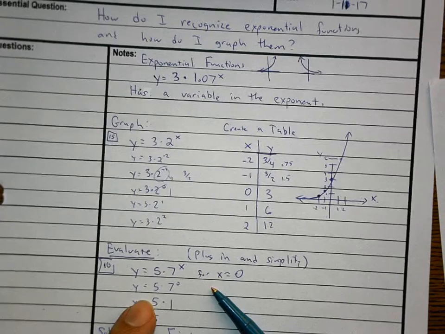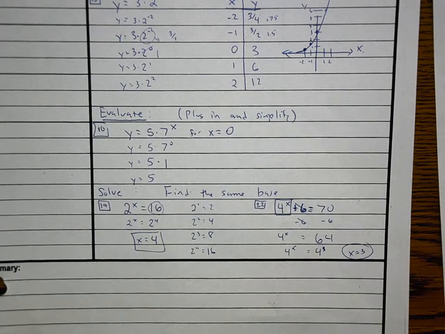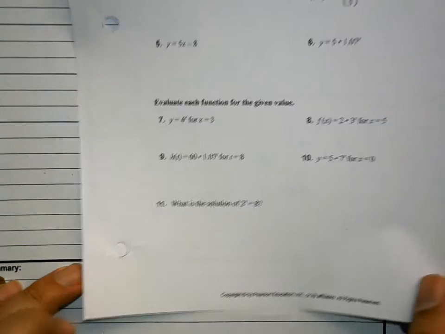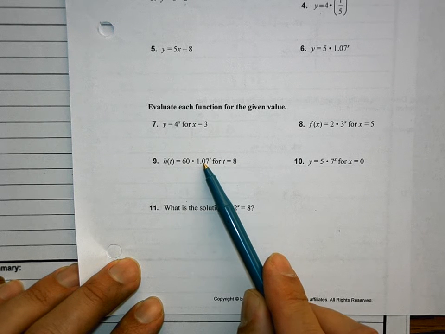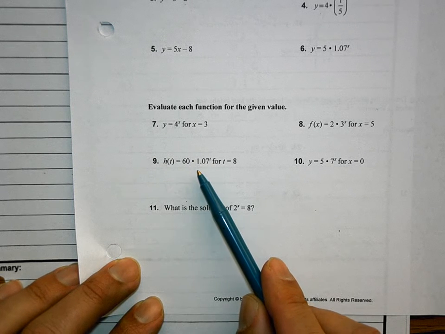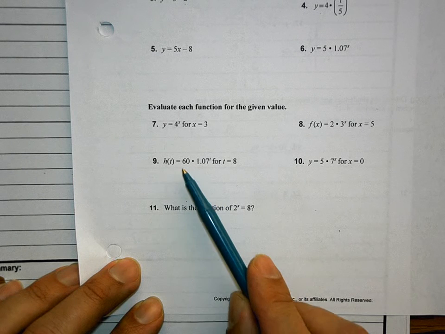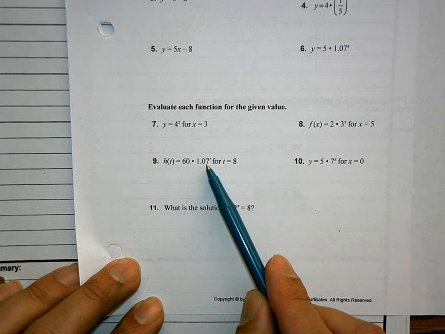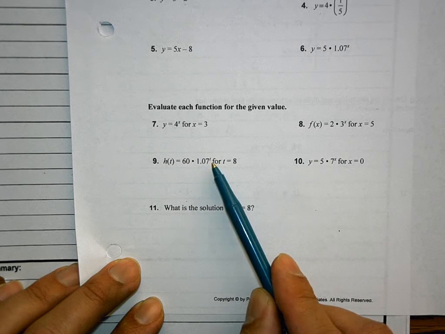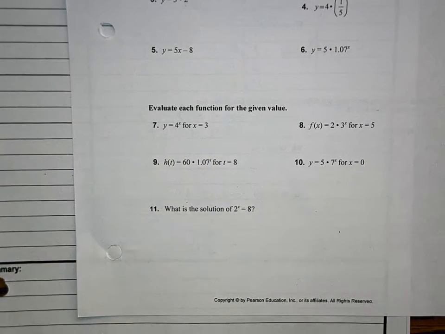You are going to have to evaluate by plugging numbers in. I think you're going to do just fine with that. Don't freak out if you have a number that is like 1.07. I'm expecting you to use a calculator for things like this. Okay? You're going to punch in your calculator 60 times 1.07 to the, and you'll punch in the number 8, and I hope you know where that button is on the calculators.